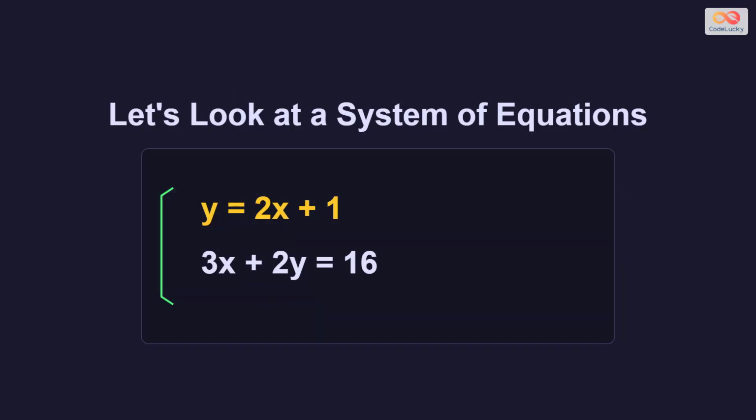Here is the system of equations we will be solving today. The first equation is y equals 2x plus 1. The second equation is 3x plus 2y equals 16. Notice that the first equation is already solved for y.